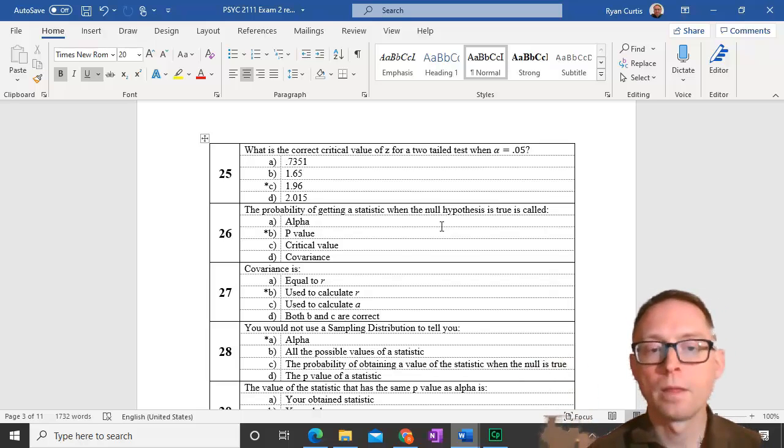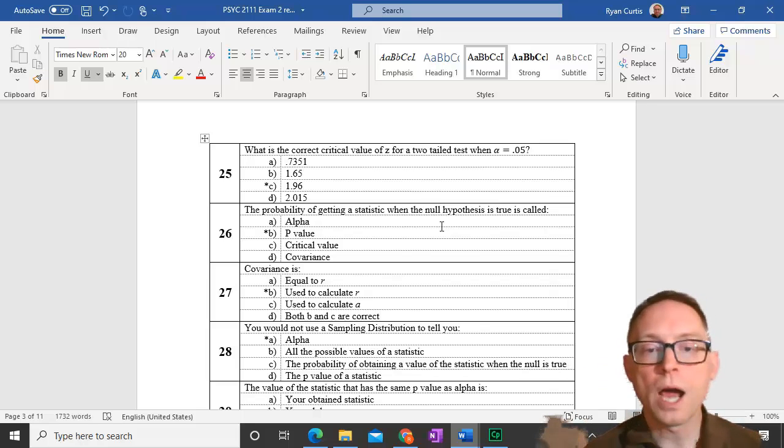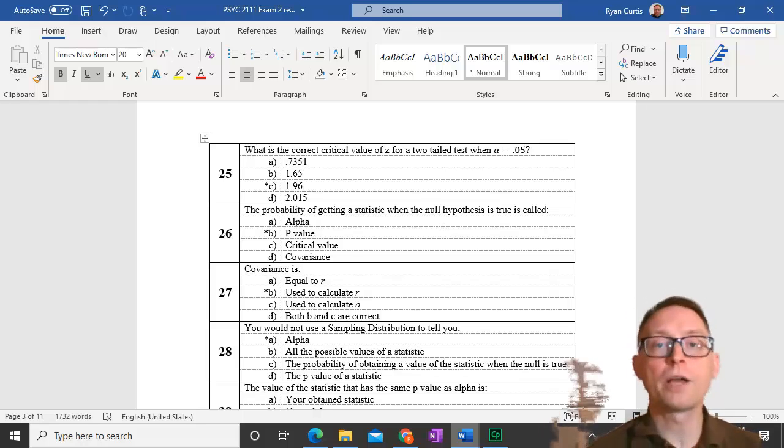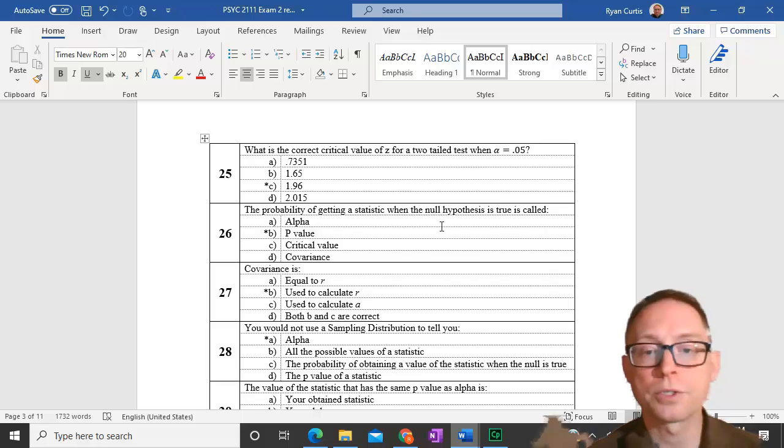28. You would not use a sampling distribution to tell you alpha. You make up alpha. Sampling distribution is a distribution of all the values of a statistic and the probability of them happening if the null hypothesis is true. That is the sampling distribution. Alpha is whatever you make up. You decide what alpha is going to be. Generally, it's 0.05. Doesn't have to be, though.